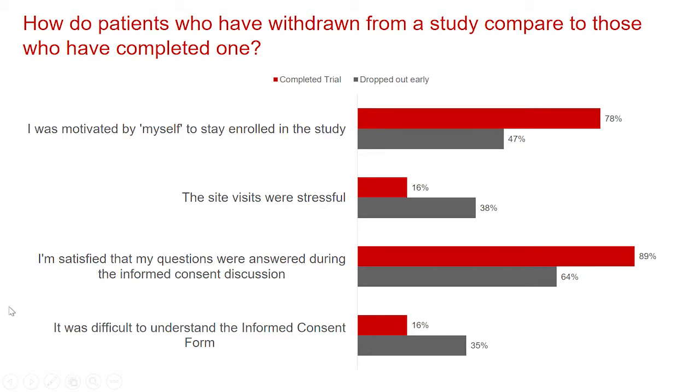89% of those who completed the study, compared to only 64% of those who dropped out, felt that their questions were answered during the informed consent process. So by taking the time during consenting, you increase your rate of people who might complete your study. And 5% of those who dropped out felt that the informed consent process itself was difficult to understand. I know we're all talking about simplifying consents, and that's something you really need to consider, because if people don't understand what they're signing up for, then they're not going to remain in your study.